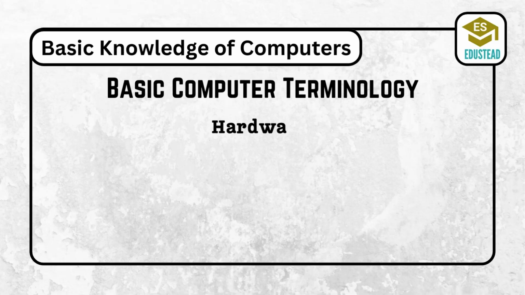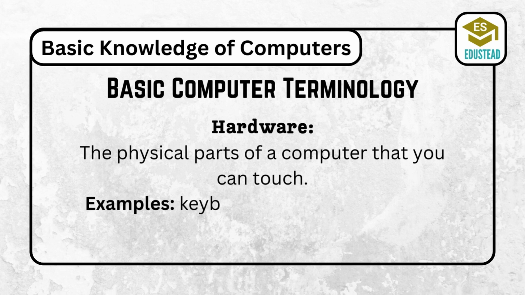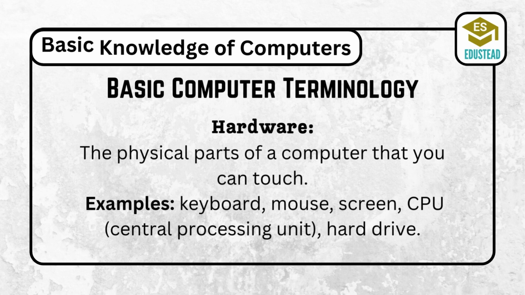Now, shifting towards basic computer terminology, let's start with hardware. The physical parts of a computer that you can touch are known as hardware. Examples of hardware are keyboard, mouse, screen, CPU (central processing unit), hard drive, and many more.